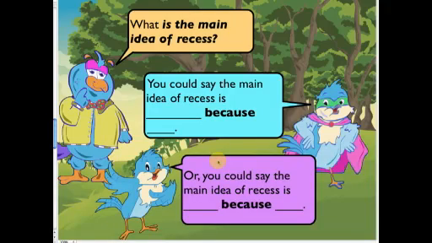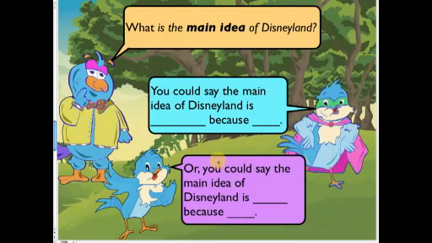What's the main idea of recess? Smarty says it's one main idea with a because, and Biffy Bluebird says it's another idea with a because. And let's do this pattern again and again. Main idea of Disneyland. Let's get two main ideas and two kinds of reasoning. Now we got quadruple reasoning going on.